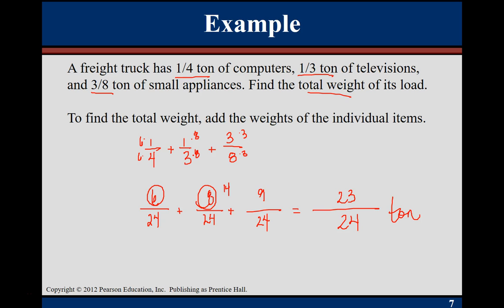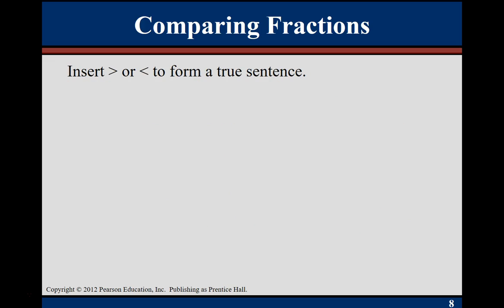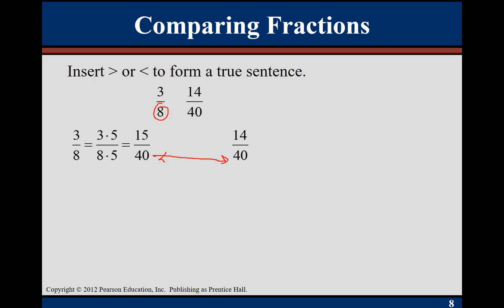We can also use common denominators to compare fractions. So if I wanted to use less than or greater than to compare 3/8 and 14 over 40, I would want to change the denominators to be the same number. I can turn an 8 into a 40 by multiplying by a 5. And so now I can compare 15 over 40 to the 14 over 40. These have the same denominator, so I just need to compare the top part of the fraction, and 15 is greater than 14. So 15 over 40 represents the 3/8, so 3/8 is greater than 14 over 40.